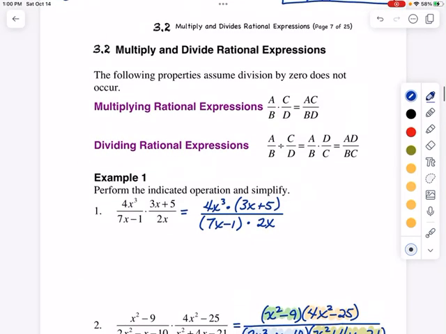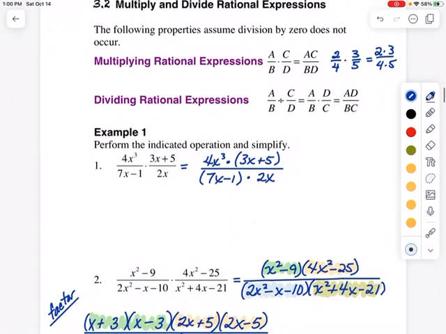Hello there, Algebra 3 students, and today we are looking at multiplying and dividing rational expressions. So remember that when you had fractions like 2 over 4 times maybe 3 over 5, we would just say 2 times 3 over 4 times 5, and then we would get our answer, correct? So in this case, we would get 6 over 20, right?